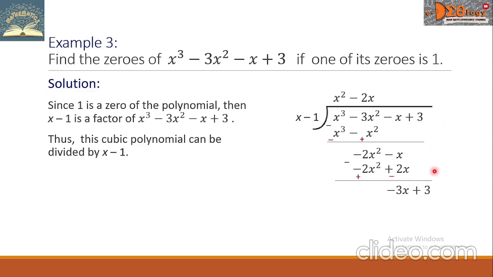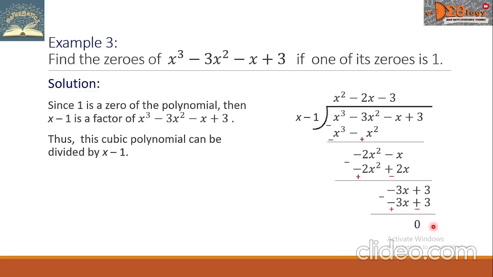Then we bring down the plus 3. Now we divide negative 3x by x. The answer is negative 3. Then we multiply negative 3 to each of the terms of the divisor. We write the answer down here. So we have negative 3x plus 3. Then we subtract. Again, we change the sign of the terms of the subtrahend. Then we add. Negative 3x plus 3x will cancel out. Positive 3 plus the negative 3 is 0.